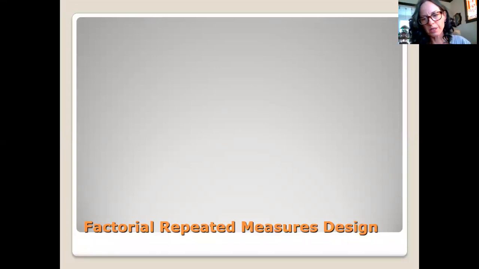Okay, so we're still on objective 3. I thought I was done with it, but apparently not. And we're starting to talk about factorial repeated measures design. So the word factorial, as you know, means more than one independent variable. So at least 2 factors or 2 independent variables are going to be in this design, although there could be more. And this is a repeated measures design. Repeated measures means that the same people are going to serve in every single condition.